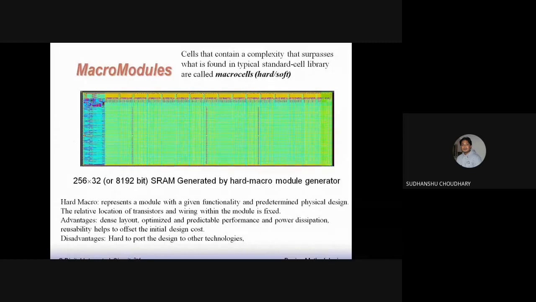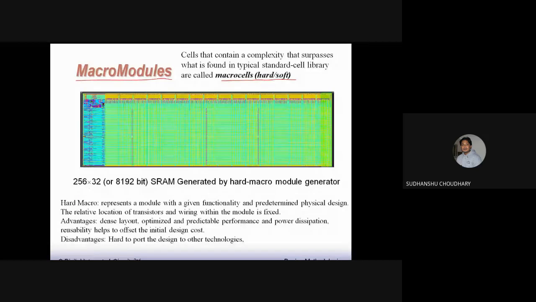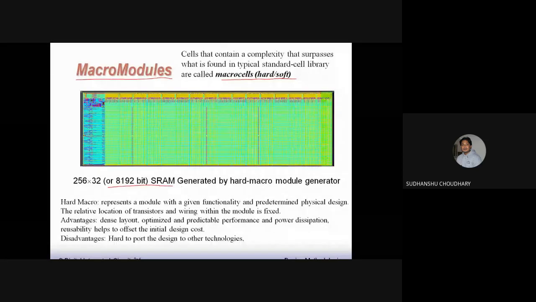Now let us also talk about macro modules. What are these macro modules? These macro modules or macro cells are further subdivided into two categories, that is hard macros and soft macros. This is an 8 KB SRAM, which is generated by a hard macro module generator.